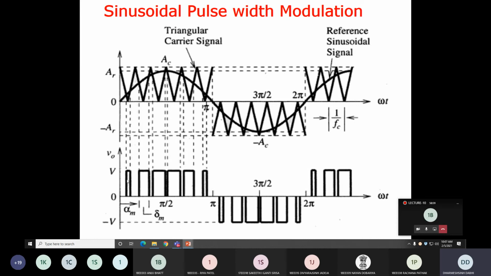So you get the output voltage only this. But as the angle increases from 0 to 90 degrees, you can see that you get more time where your reference is more than your triangle. So the width of the output voltage is increasing. At 90 degrees here, you get the maximum width of your output voltage.